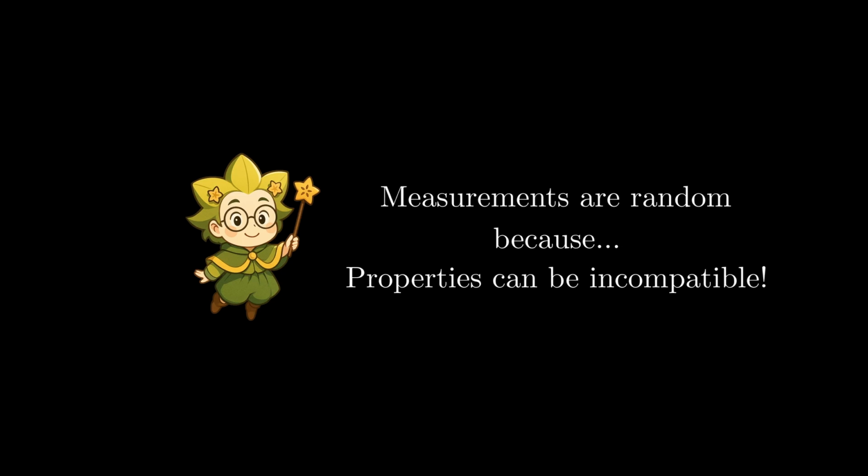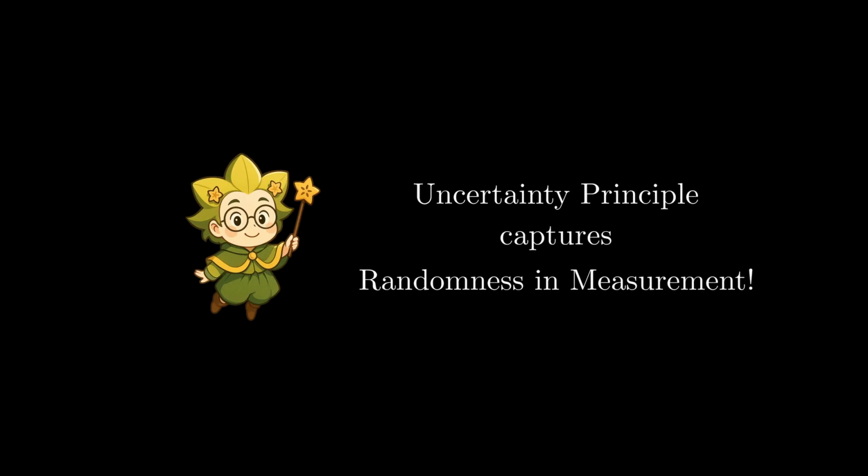To re-emphasize what we have learned here, quantum object measurements are not always the same across different trials, and the source of randomness comes from the incompatibility of properties captured by this principle. And that is why we should not really assign exact quantities to properties.